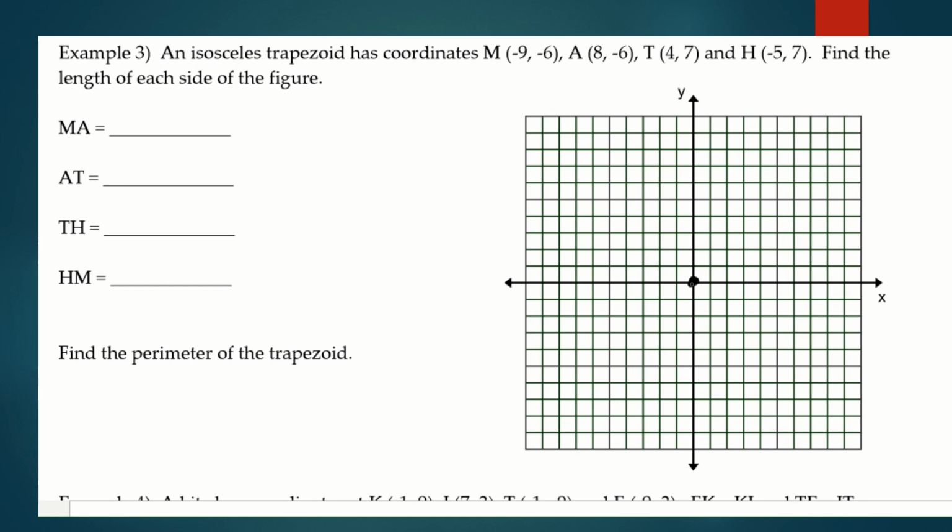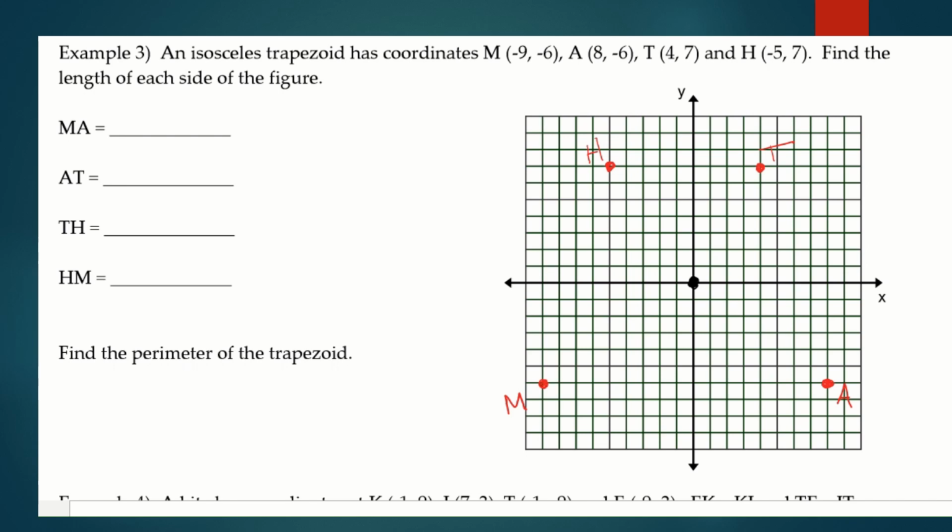So once again, here's where the origin is, just in case you can't see it well on your paper or on my screen. Plotting the points, -9, 1, 2, 3, 4, 5, 6, 7, 8, 9, 1, 2, 3, 4, 5, 6. Here's M. A is at 8, -6, 1, 2, 3, 4, 5, 6, 7, 8, 1, 2, 3, 4, 5, 6. T is at 4, 7. 1, 2, 3, 4. 1, 2, 3, 4, 5, 6, 7. And H is at negative 5. 1, 2, 3, 4, 5. 1, 2, 3, 4, 5, 6, 7. Here's H.